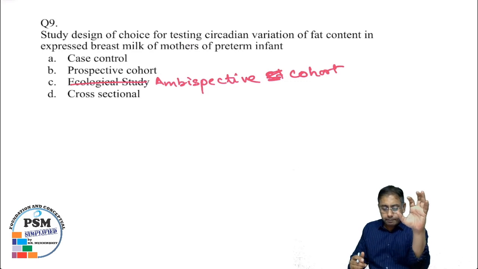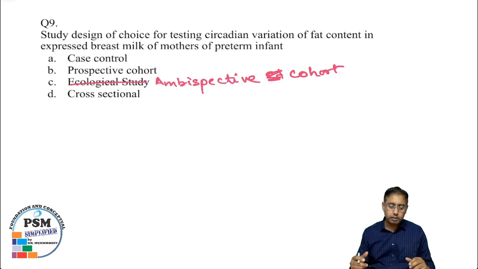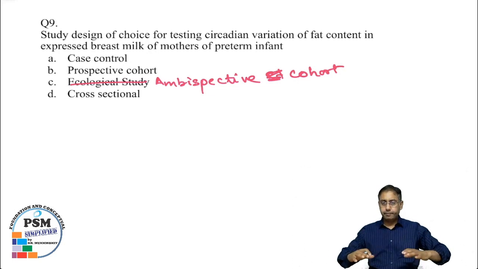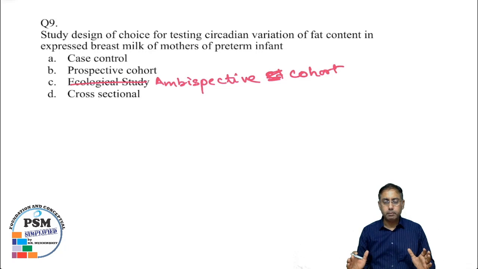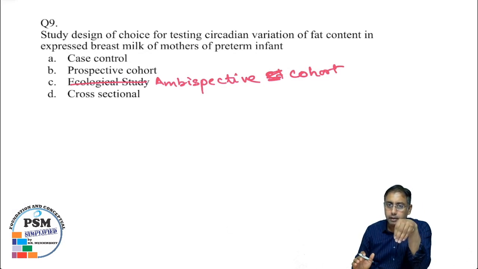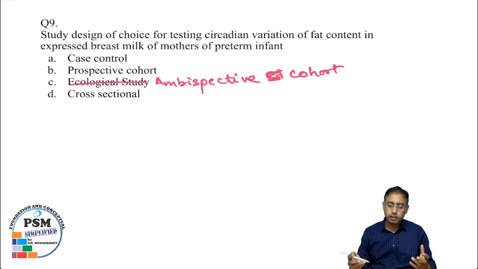So anyways, two schools of thought. Some students were getting confused that why is it not cross sectional, why is it cohort, ambispective or prospective. See, if I want to do a cross sectional, I will take 100 females today. I will check their fat content today. I'll take another 100 females next time. I'll check their fat content. So it's like a cross section study. But now, what is this question? Study design of choice for circadian variation of fat content. So you are checking a mother morning, evening. You are checking a mother next day morning, evening.